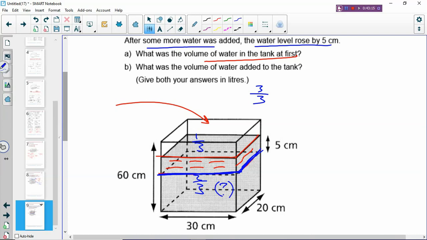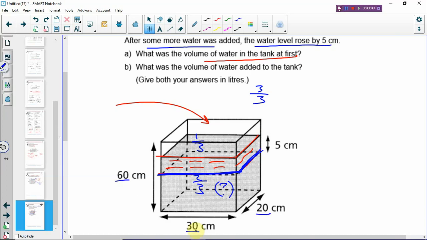Now, if you look carefully, you can find the volume of the container, right? So every time you're not sure what to do, if you're stuck in knowing where and how to start your steps, you look at the picture and think about whether there is any volume you can find. If you look carefully, I can find the volume of the whole container because I have the length, the breadth, and also the height of the container.